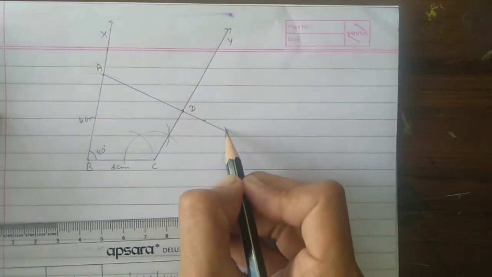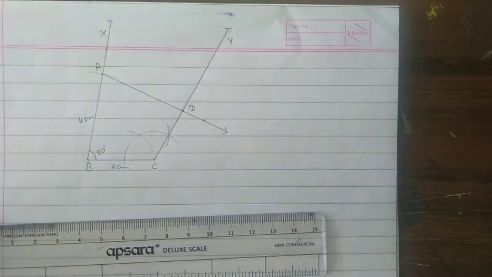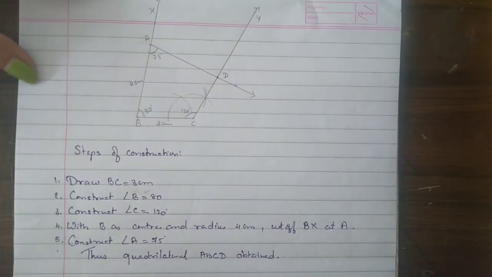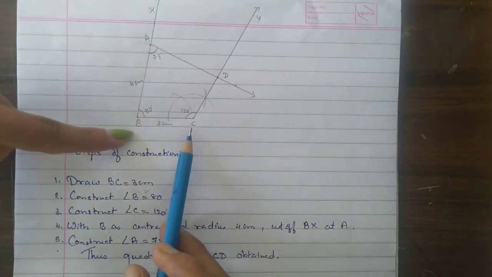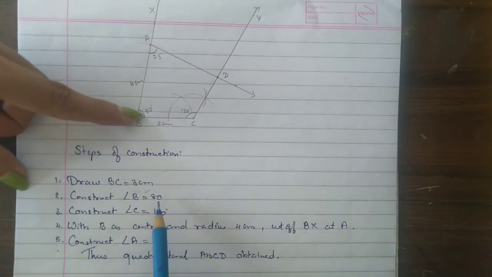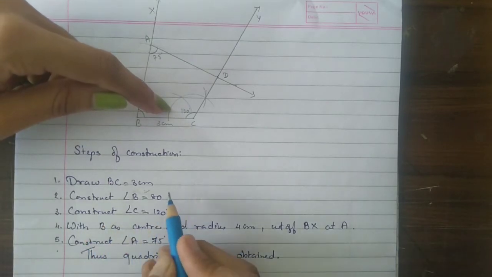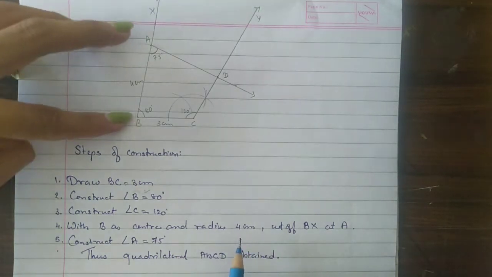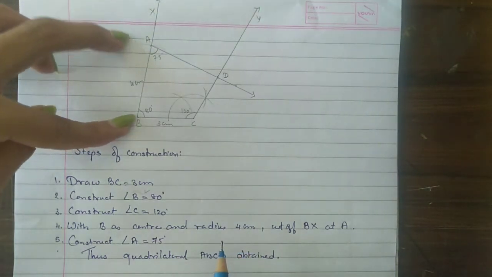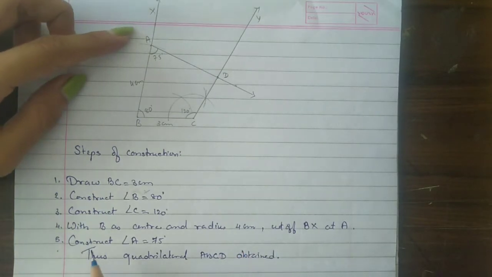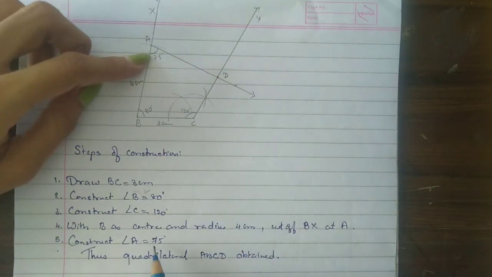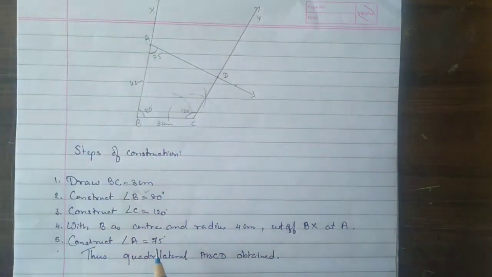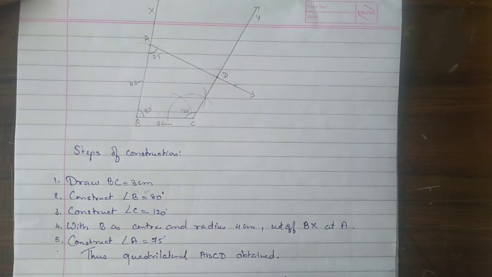That is your quadrilateral ABCD. Now steps of construction. Draw BC as 3 cm with scale. Construct angle B 80 degrees and construct angle C 120 degrees. With B as center, radius 4 cm, we have to cut off BX at A. Now construct angle A 75 degrees, and whichever the intersection, that is D. So thus the quadrilateral ABCD is obtained.